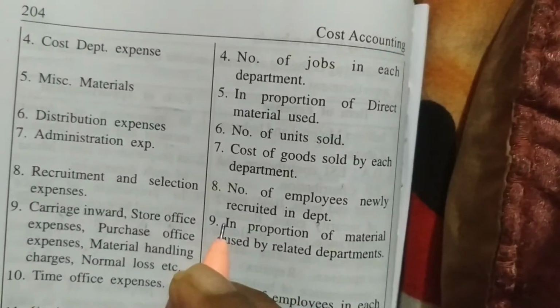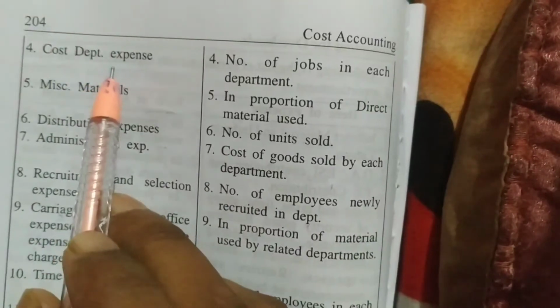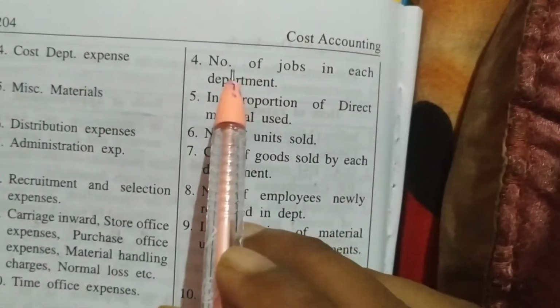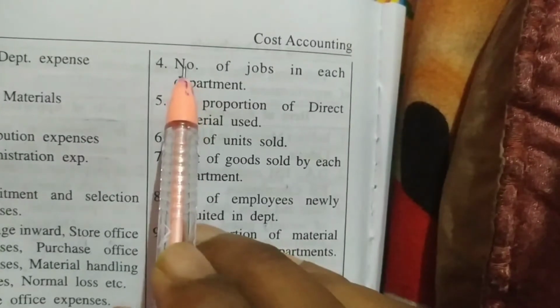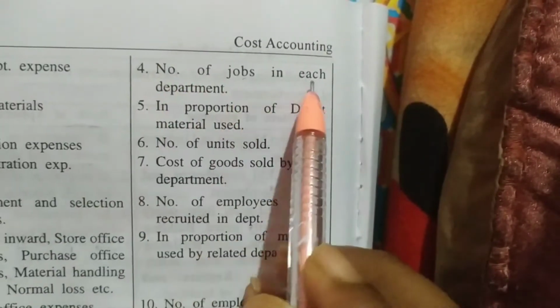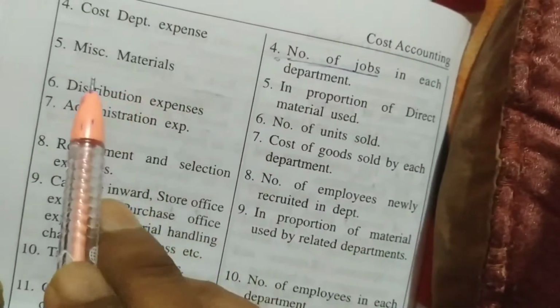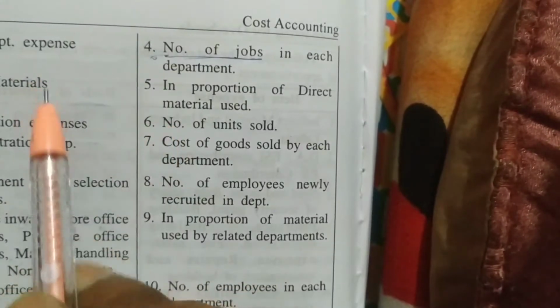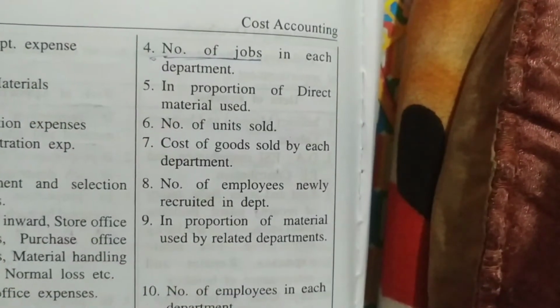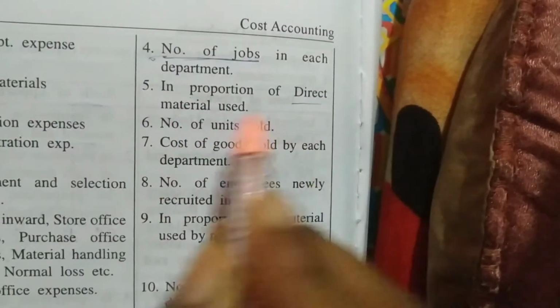So continue with our table, second table, that is cost department expense. The expense of the cost department of a company will be distributed among each and every department in the ratio of number of jobs in each department. Then miscellaneous material. The expense of miscellaneous material will be distributed among each and every department in the ratio of direct material.